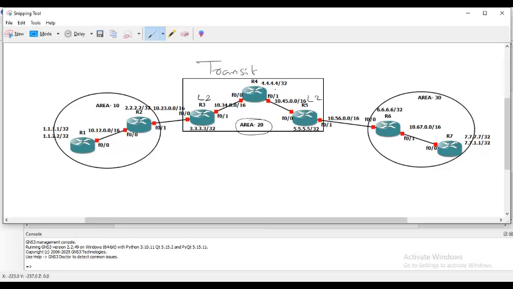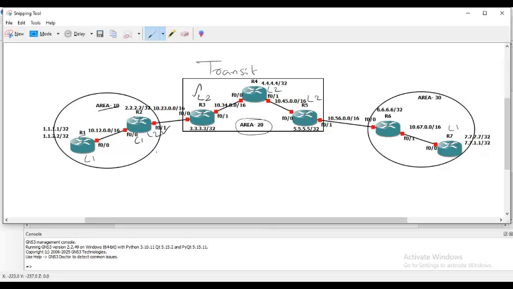What is level 2 and level 1? Level 1 is an adjacency which is formed between the routers which are in the same area. For example, R1 and R2 will have L1 adjacency because both are in area 10. R2 and R3 will have L2 adjacency. You see this is also L2 adjacency. It is a must to have an L2 adjacency.